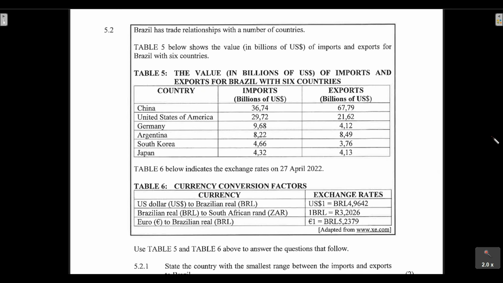Like I mentioned, in today's video tutorial, we are going to be tackling question 5.2. Question 5.2 deals with exchange rates. So let us get started.